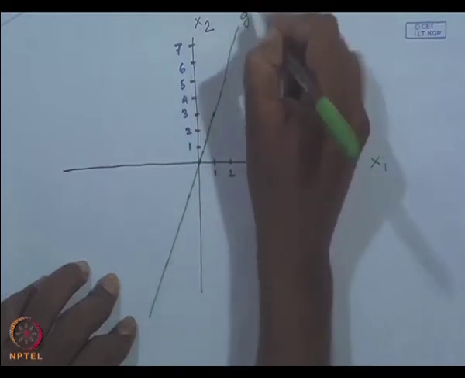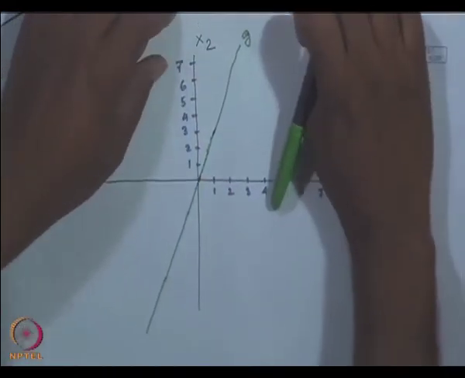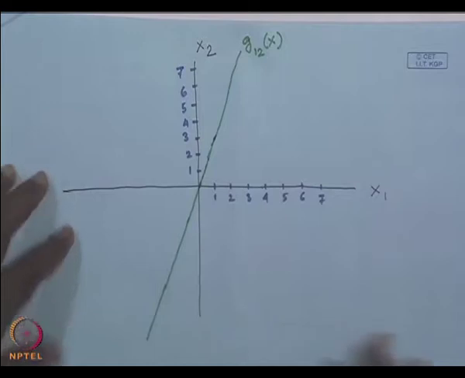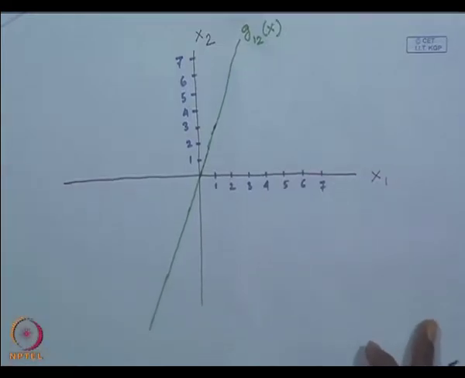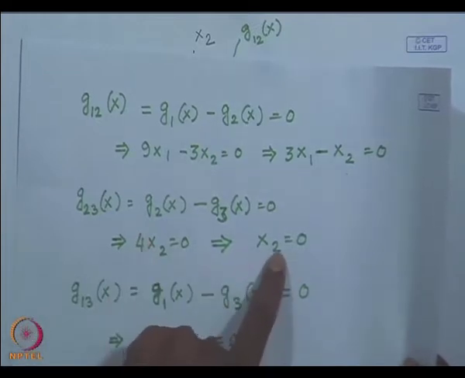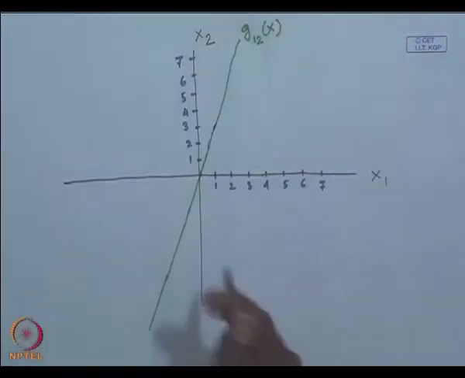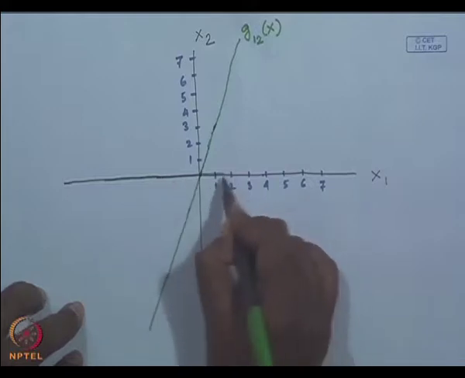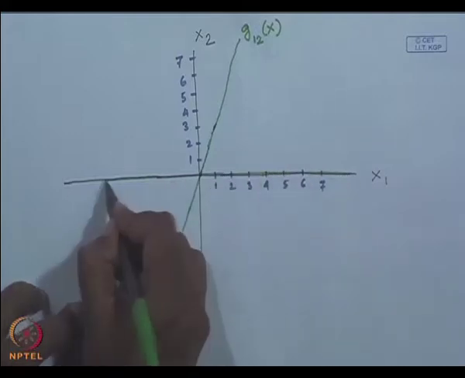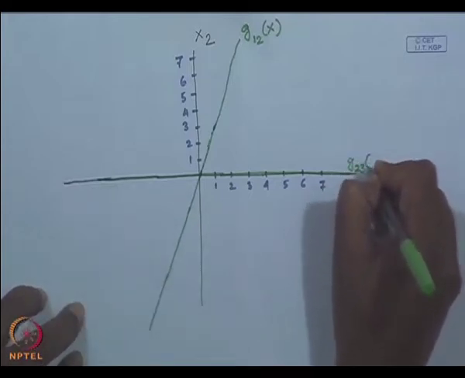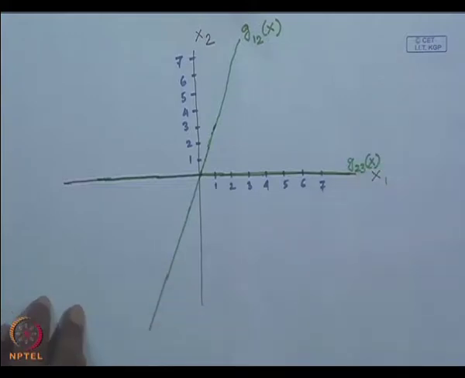This is G12 of x. Coming to this G23 of x, which is x2 equal to 0, that is nothing but my x1 axis. So, this x1 axis, this is G23 of x. That is the decision boundary between the classes omega 2 and omega 3.